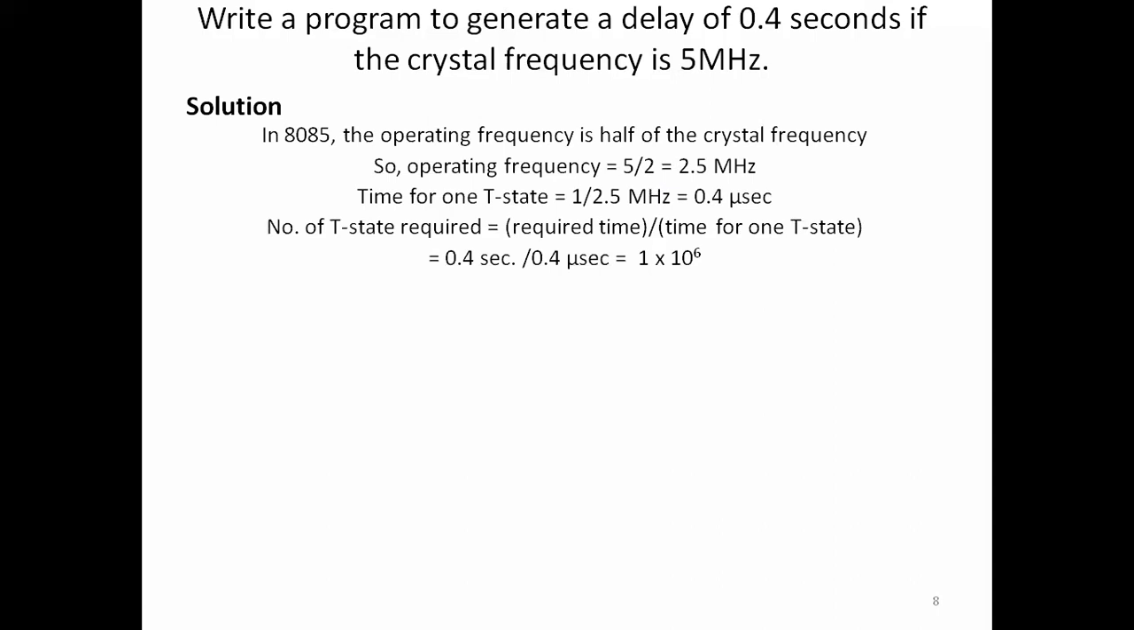So in 8085, the operating frequency is always half of the crystal frequency. So the operating frequency will be 5/2, that is 2.5 megahertz. And the time for 1 T state will be 1 upon f, because we know the formula f is equal to 1 upon T, or T is equal to 1 upon f. So T will be 1 upon 2.5 megahertz, and that comes to around 0.4 microsecond.